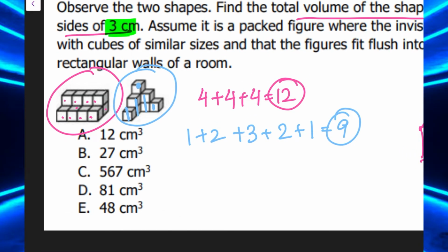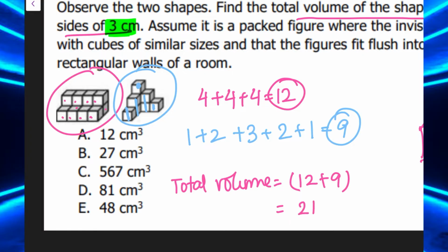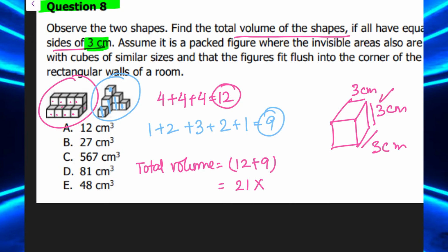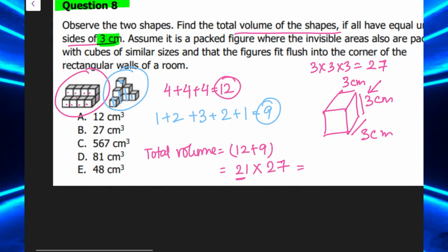So we have to find the total volume. Let's work it out. Total number of cubes is 12 plus 9, which is 21, and 21 is not the answer. We have to find the volume. These are the number of cubes. Now the volume of each cube is 3 times 3 times 3, which is 27. So the total volume is the number of cubes times the volume of each cube. Now work it out, 27 times 21.